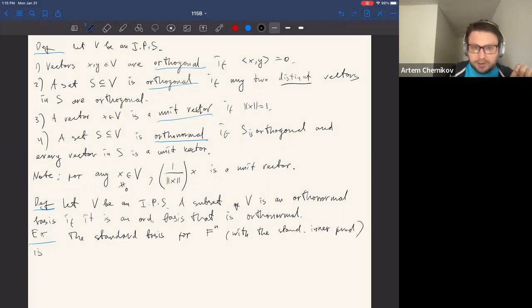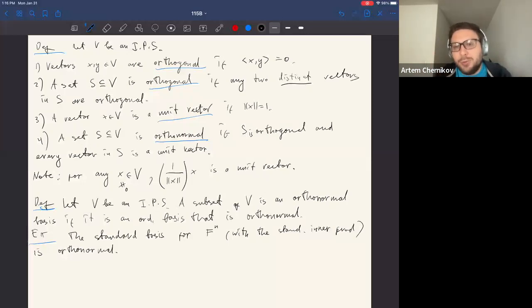Okay, is orthonormal. Right, because each vector in the standard basis is a unit vector. It just has 1 in one of the coordinates and zeros everywhere else. So its norm with respect to the dot product is going to be 1, and they're all orthogonal, which is easy to see. All right, and we know that the standard basis is nice to work with, right?